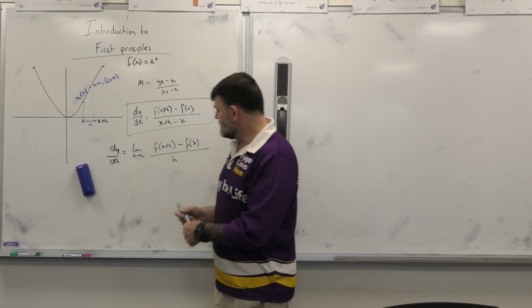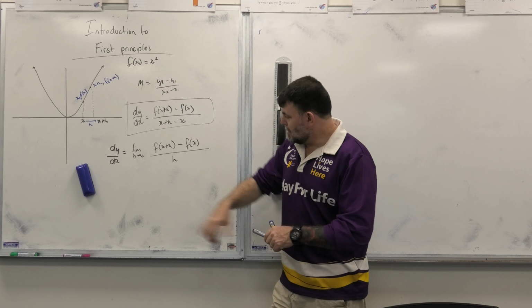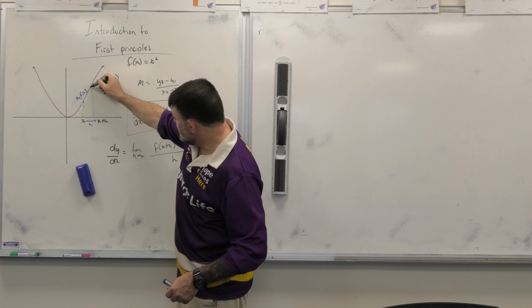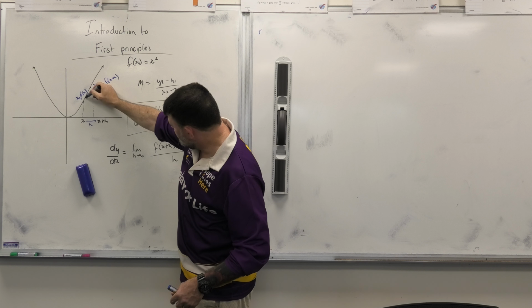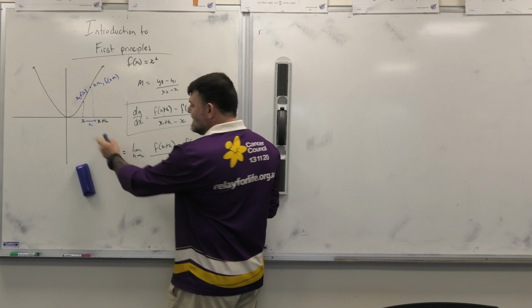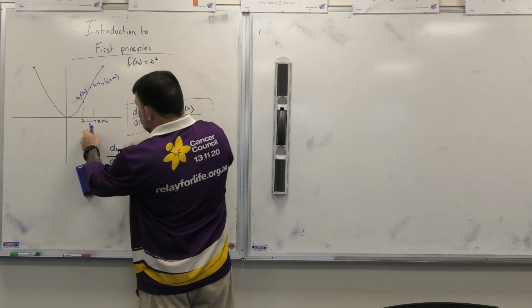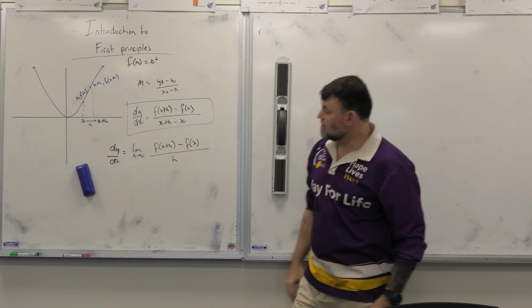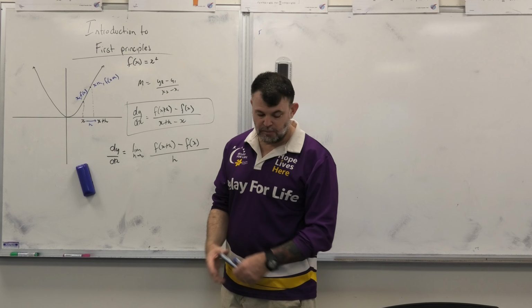So the way we do this is we write the limit as h approaches 0. And that's just basically bringing these two closer and closer and closer until they're basically on top of each other, and the distance of this h no longer exists because they are at the exact same point. So this is where the idea of first principles comes from.